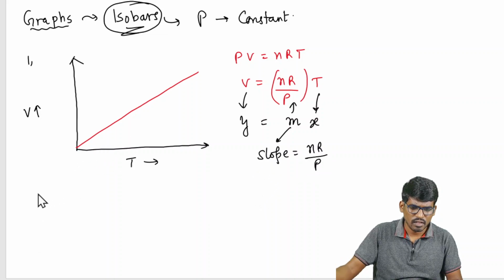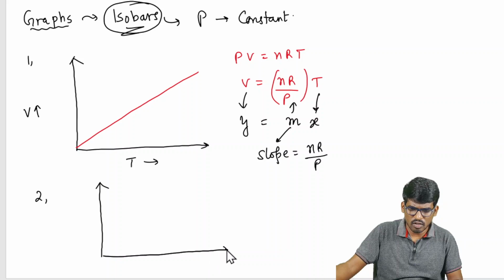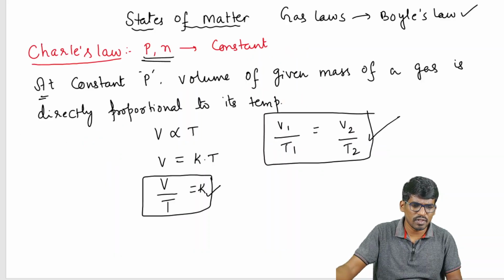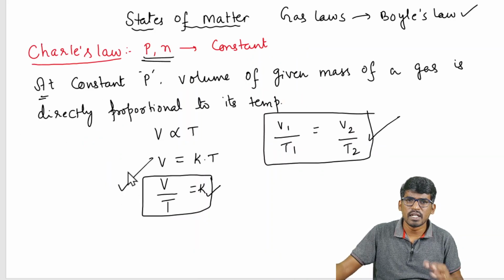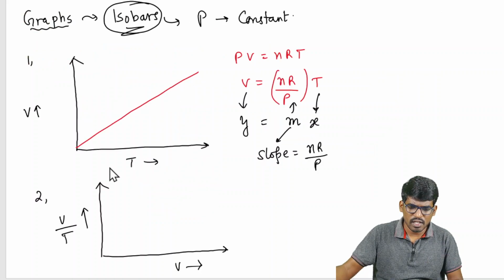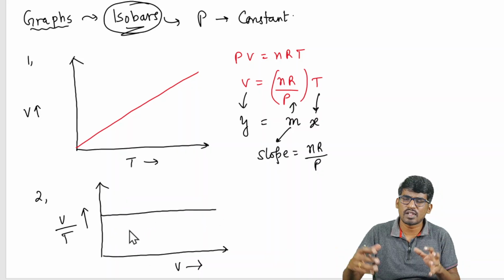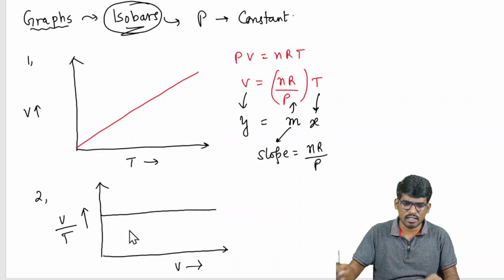And similarly, the second graph. Graphical representation is very important in competitive examinations, right? I take V/T versus volume. As you are aware, in the first statement itself I have given that V/T is always constant. So if it is constant, you will get a graph like this. It is also a straight line, but parallel to the volume axis.